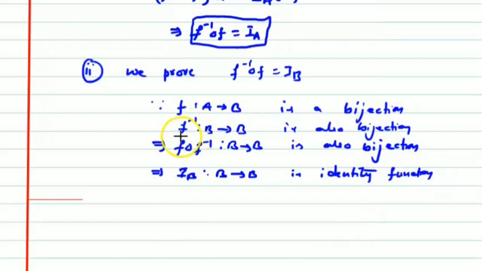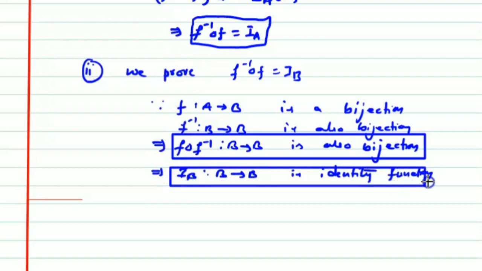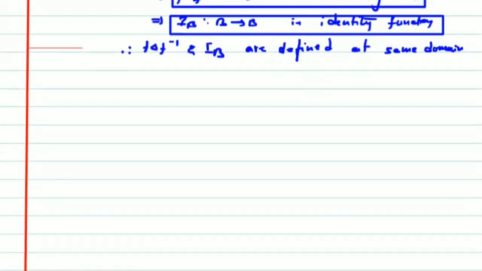Clearly, what we observe is F circle F inverse mapping from B to B. IB mapping from B to B is the identity function. Therefore, both are defined at the same domain B. Therefore, we can conclude that F circle F inverse and IB are defined at the same domain. Okay, let us move on to prove this as in the last problem.